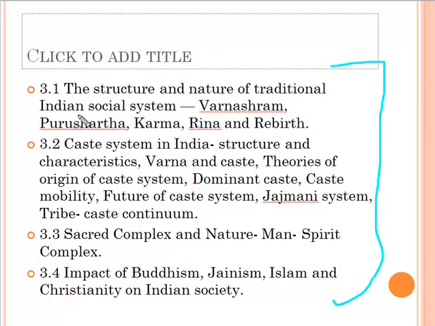Here, the structure and nature of the traditional Indian social system, like the Varna Ashram system, Purusharth, Karma, Rina, and Rebirth. So, all these are fixed concepts. Like in the Varna Ashram system, there are different ashrams which you have to pass through throughout your life, like Grihastha, Vanaprastha, Sannyas, and before that, Brahmacharya. Then, Purusharth means whatever duties and responsibilities you have throughout your life. So, different ashrams have different Purusharthas. And this has been assigned in the ancient Hindu scriptures.